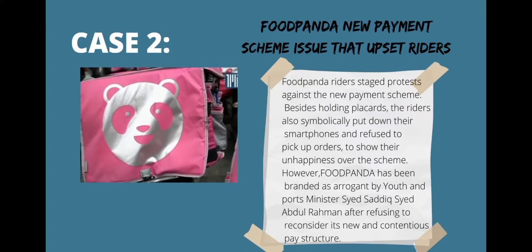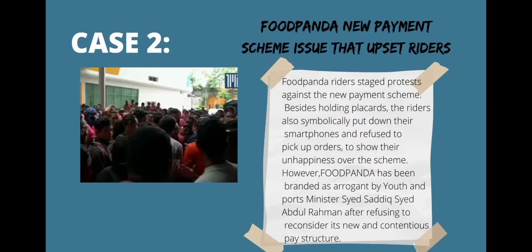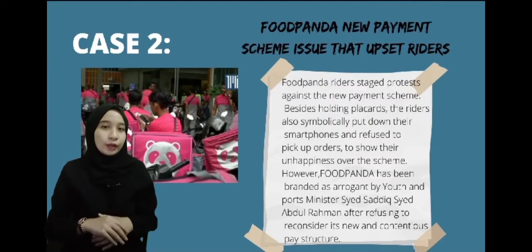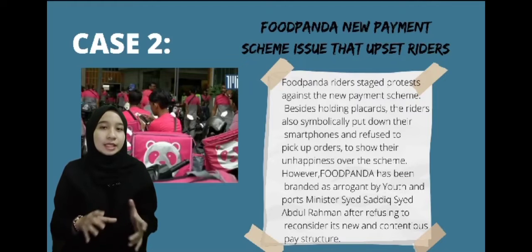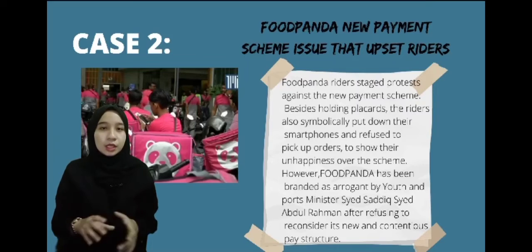Lebih 100 penghantar makanan Foodpanda mengadakan bantahan di Ibu Pejabat Foodpanda sebagai sokongan kepada rakan mereka yang melancarkan mogok di beberapa negeri. As you can see from this video, Foodpanda riders stage protest against the new payment scheme. Besides holding placards, the riders also symbolically put down their smartphones every month to pick up orders, to show their unhappiness over the scheme. However, Foodpanda has been branded as arrogant by Youth and Sports Minister Syed Saddiq Syed Abdul Rahman after the reconsideration of a new and contentious pay structure.